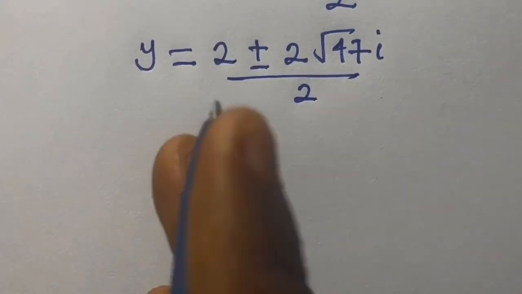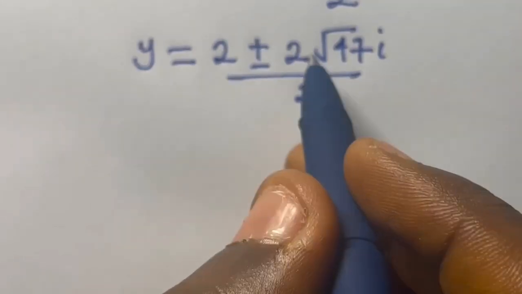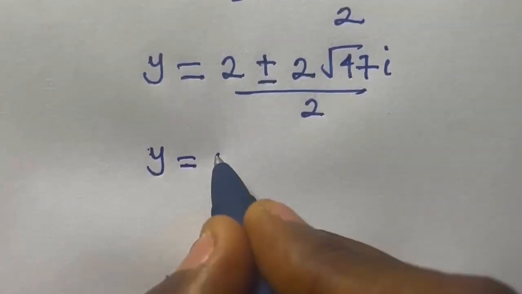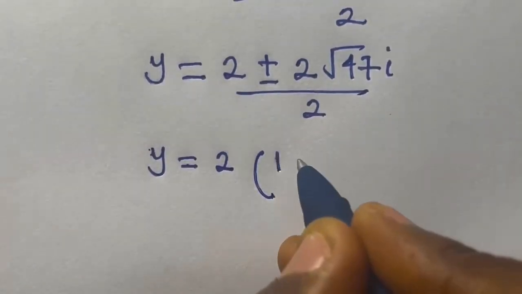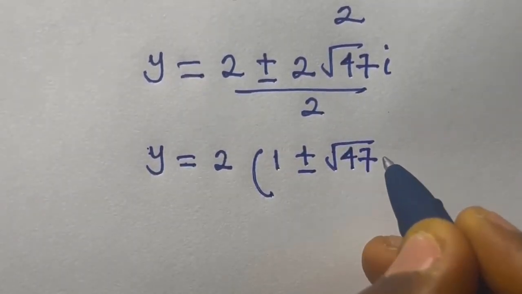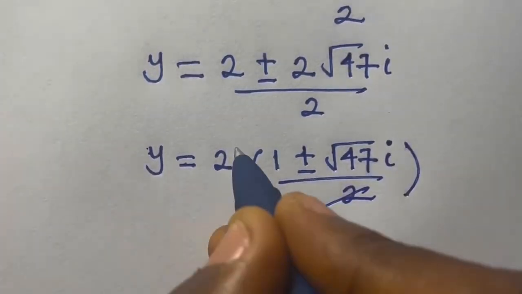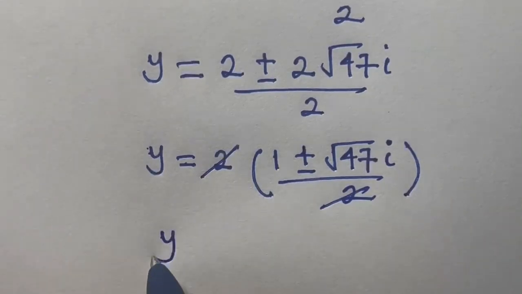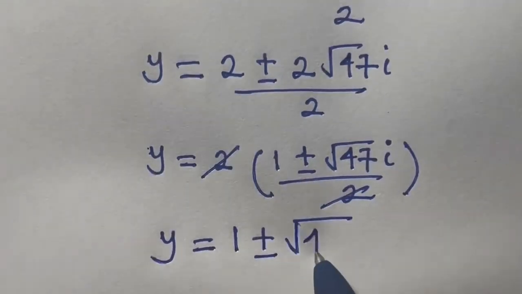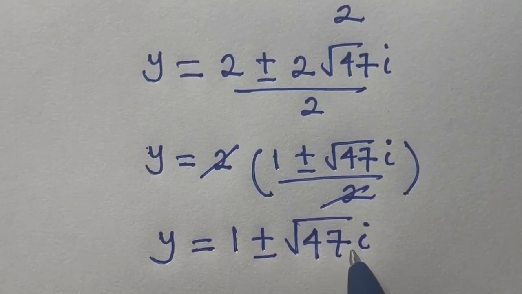All right. Now we can see that we have a common factor here, which is 2, 2 here, 2 here. We can factorize 2 out. So we have y equals 2. What will be left here? 1 plus or minus square root of 47 i, divided by 2. So this 2 cancels this 2. So we have y equals 1 plus or minus square root of 47 i. All right. But these are y, right?